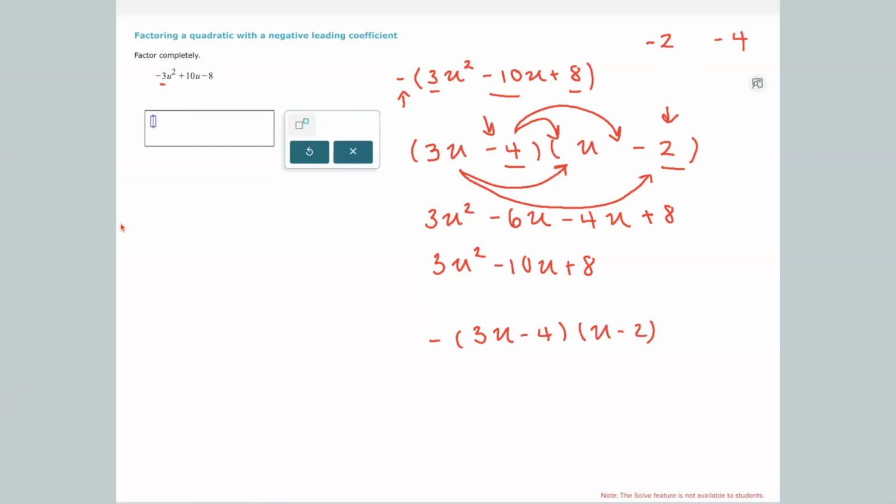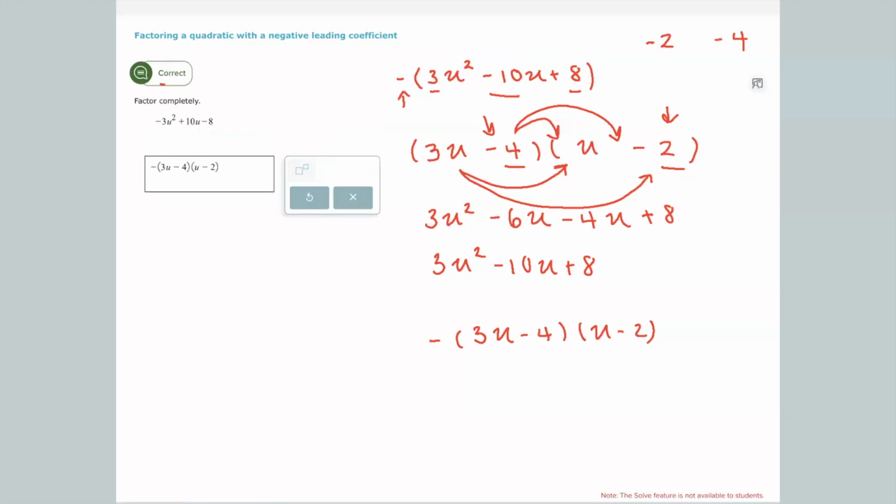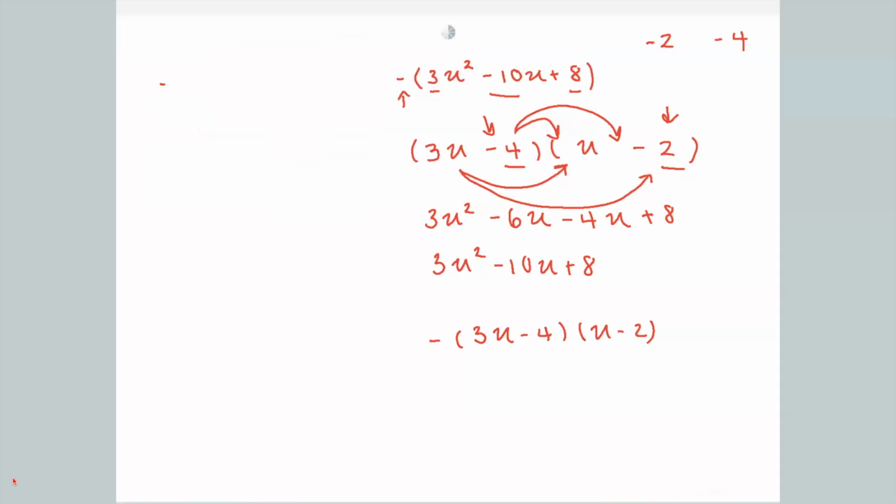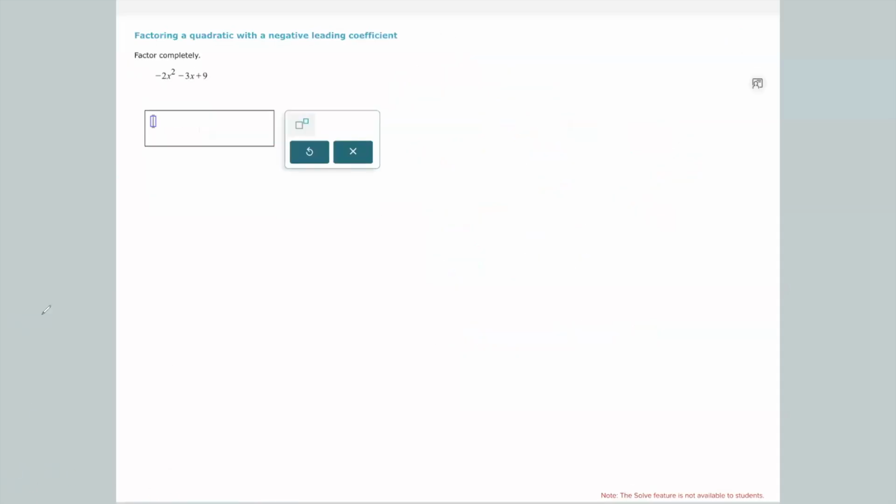And let's type it in and see what we get. All right, so negative 3u minus 4 times u minus 2. And let's check. Perfect. All right, for good measure, let's do one more of this kind. So I'm going to clear drawings. Another one, perfect. This is more practice where this leading coefficient is not 1. But okay, negative, same strategy. Let's factor out the negative.